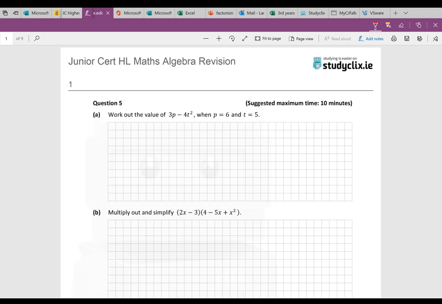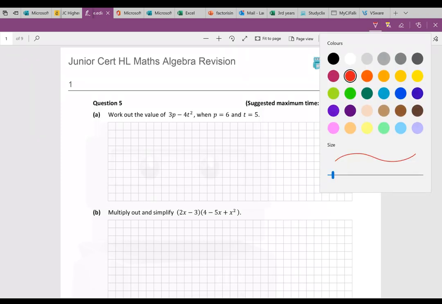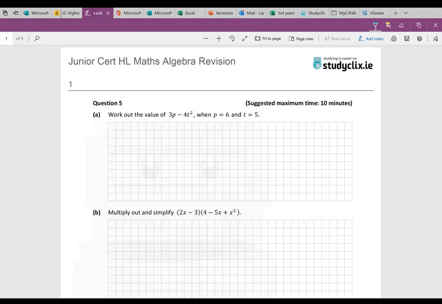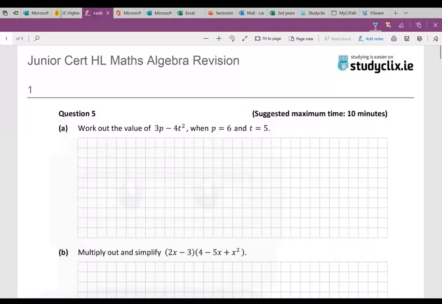Okay, so this is just an algebra recap video on various different types of algebra that we've studied over the past couple of years. So work out the value of 3p minus 4t squared when p is equal to 6 and t is equal to 5. So very simply, we know that when I'm subbing in, I'm using brackets. So 3, I'm subbing in 6 for p, minus 4, and I'm subbing in 5 for t.